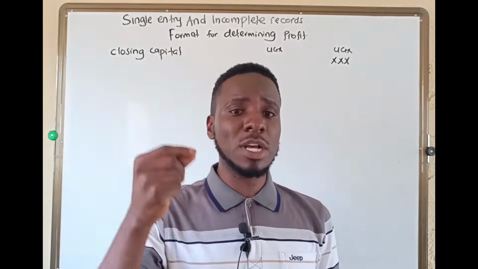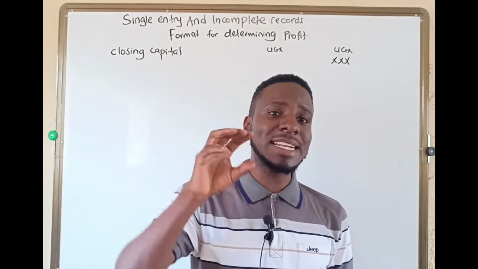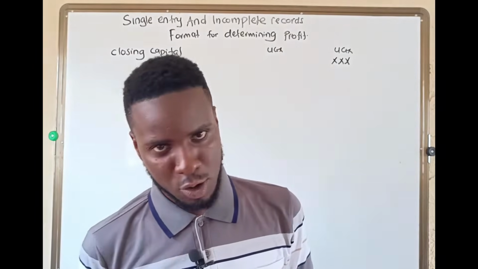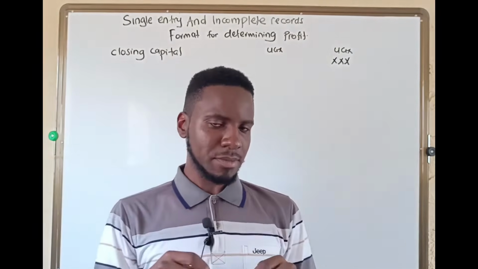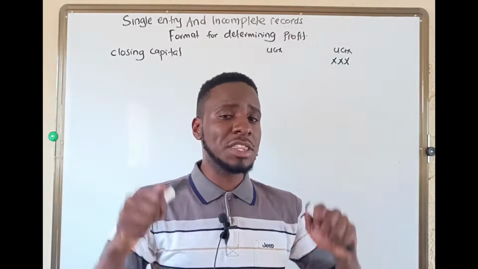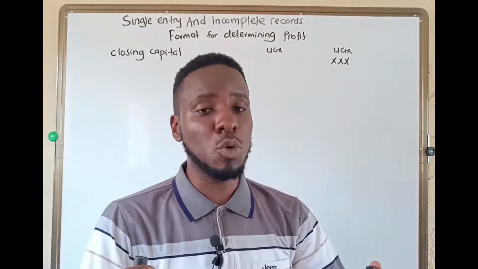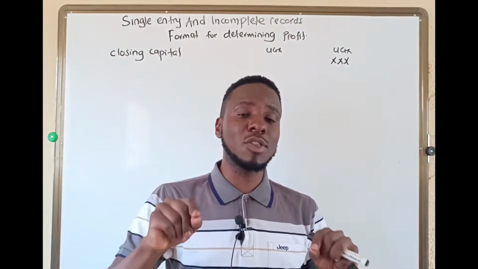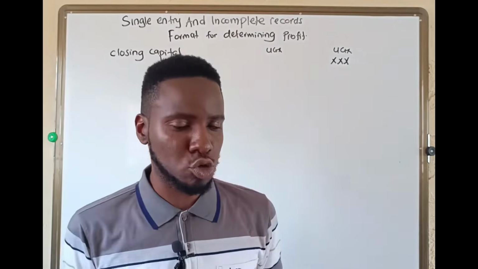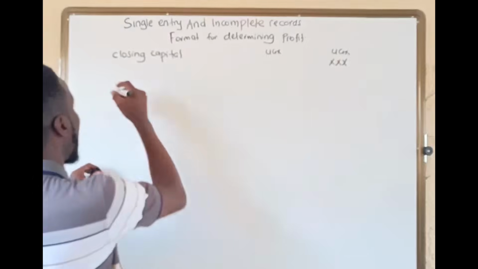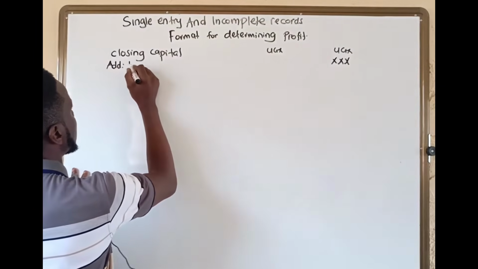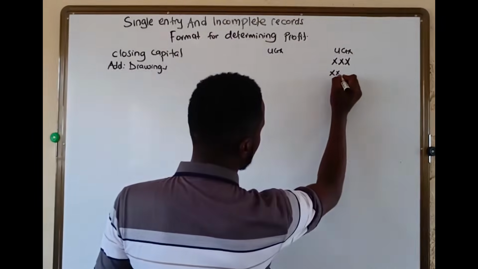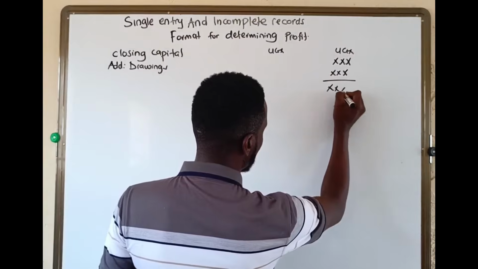But if those drawings were still in the business, that means that amount of drawings that was taken out of the business would have actually increased our profit. So when this lady tells you that I took out drawings maybe worth 1,000 or 2,000, those drawings are supposed to be added back, because we need to know how much profit was supposed to be made. So you say add drawings, we add them back. Then we shall get a total.